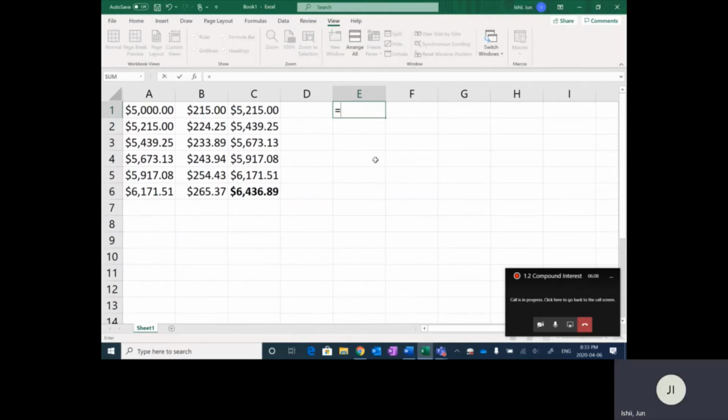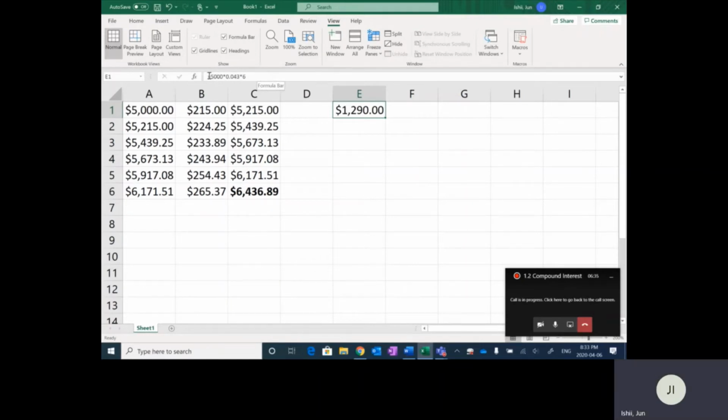Let's see here. If we were to just do one simple interest calculation, just to get a comparison: 5,000, I'm going to multiply it by 0.043. I forgot one more thing, we're going to multiply this by 6. So this would be if we were to just do the one simple interest calculation.